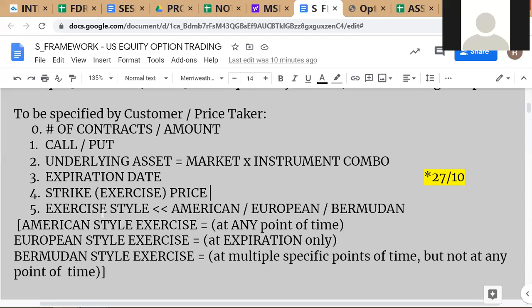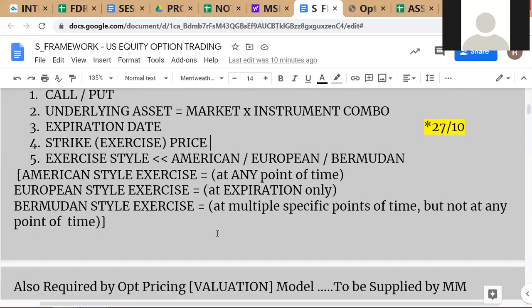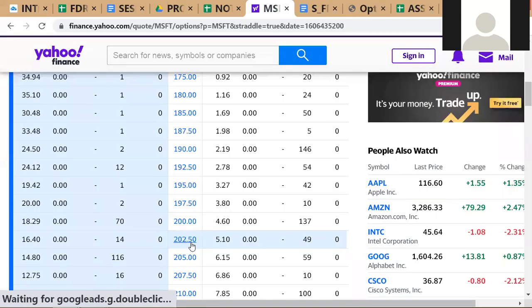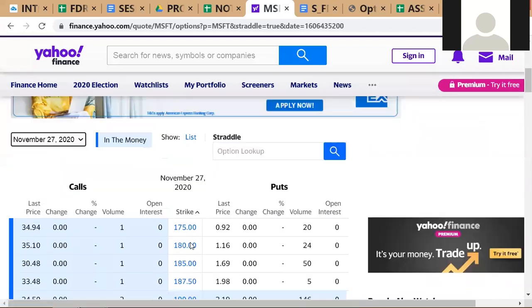You can see this here. I've written it here already. American style is any point of time. European is expiration only. And Bermudan is at specific points of time. So in this case, the options that you would be trading are actually American style options.